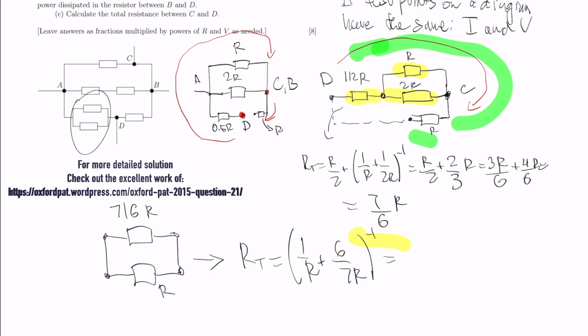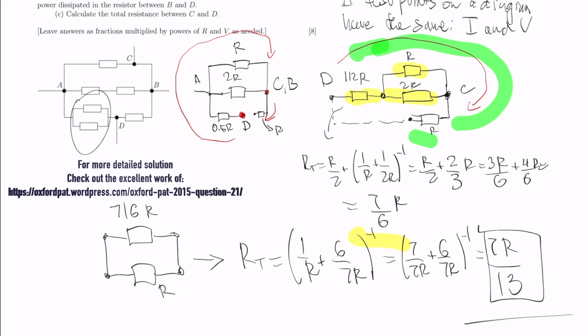Okay, let's put these underneath a common denominator. So we're going to get 7 over 7r plus 6 over 7r, raised to a power of -1. 7 plus 6 is 13. So this here is, once we flip that over, 7r over 13. And I think that's the correct answer.